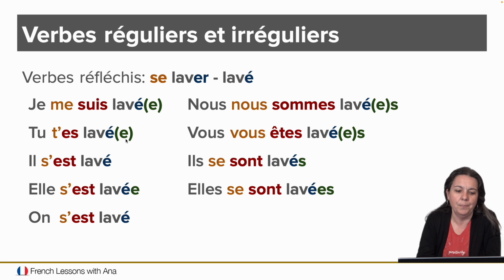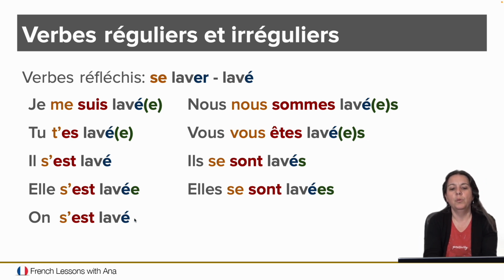Tu t'es lavé. Il, se, so for il and elle and on, the se doesn't change. Again, because there's a vowel here, we drop the E and we put an apostrophe. Il s'est lavé. I know it's masculine singular, no agreement. Elle s'est lavée. I know it's feminine singular, so put an agreement.